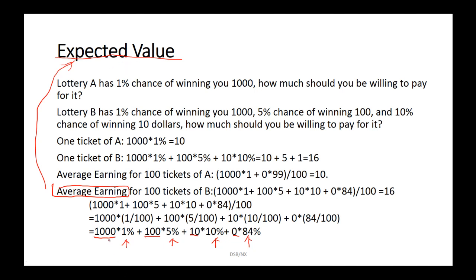You first need to identify what are the different outcomes. You need to then calculate or estimate what are the probabilities associated with each outcome, and then you use this formula to calculate the expected value.